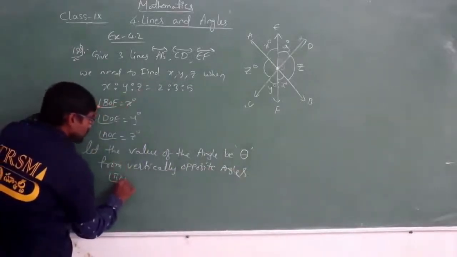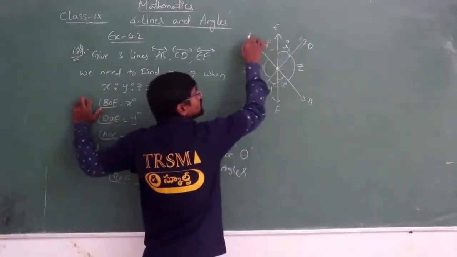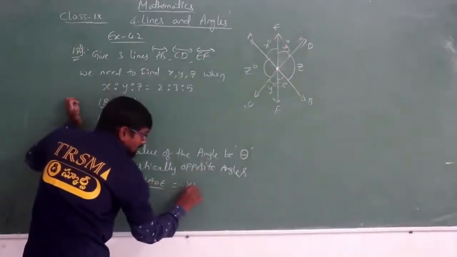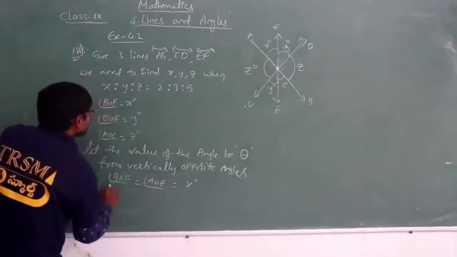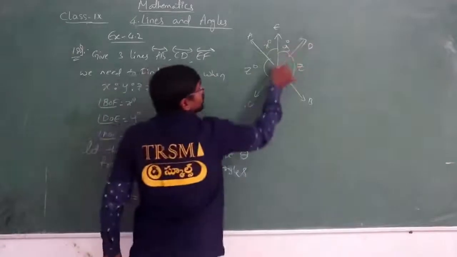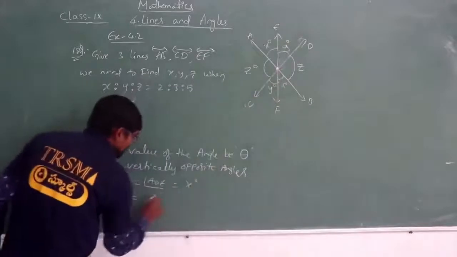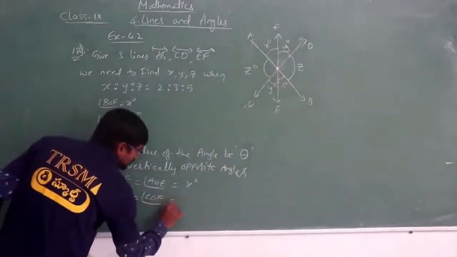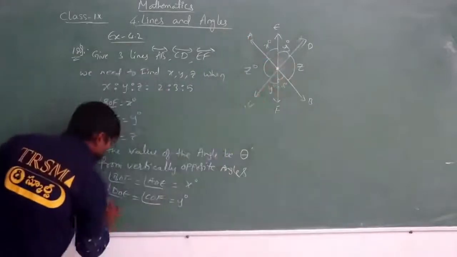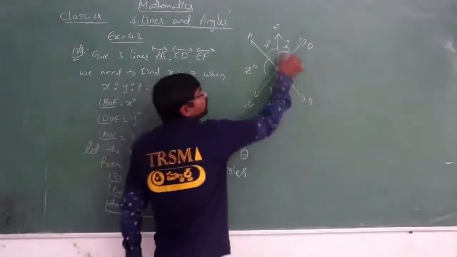Angle BOF is equal to the vertically opposite AOE. Angle AOE, this value is given as x degree, isn't it? Similarly, angle DOE is equal to, see here, DOE is equal to the vertically opposite, that is COF. Angle COF is equal to y degree. And similarly, the third one, AOC, angle AOC is equal to angle BOD.